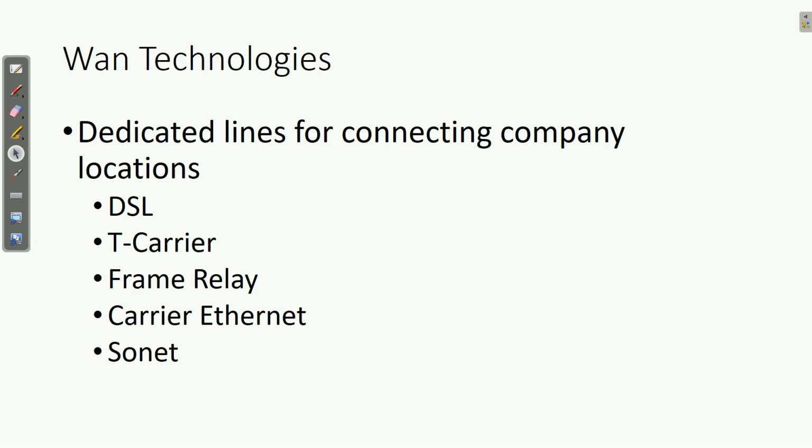Now, one thing when you're connecting company locations is there may be a mix and match. I may have from Blountville to Johnson City carrier Ethernet, then that signal goes over frame relay to Memphis, and they may be using DSL to get to the location in Memphis. So it could be something in between or some mix and match of those dedicated technologies.